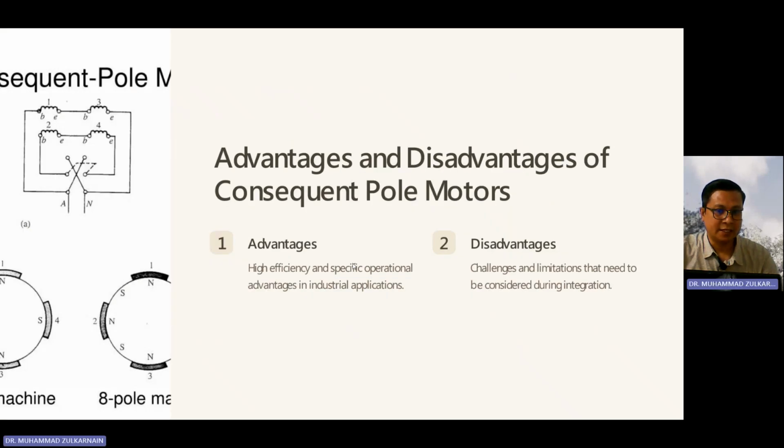Then the advantages and disadvantages of the consequent pole motor. The first advantage is high efficiency and specific operational advantages in industrial applications. And then the disadvantages are challenges and limitations that need to be considered during integration. So it may be very difficult to assemble this one because of the complicated design.